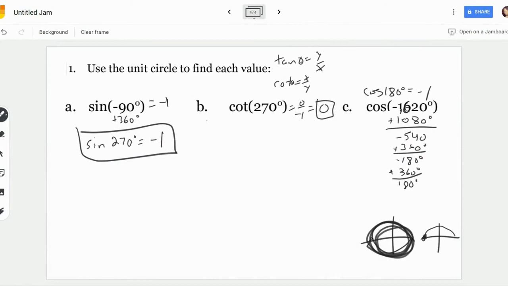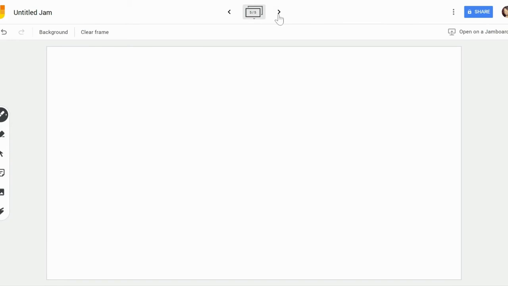And then there's another type of example. So these are all good ones. What if we're going to find all 6 trig ratios for, let's do 300 degrees.